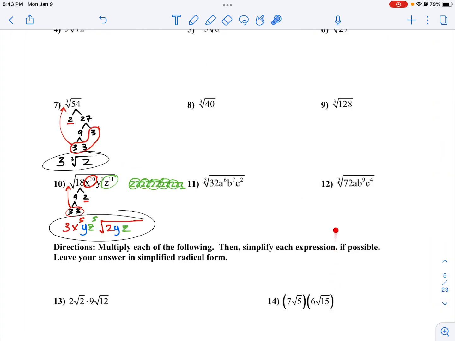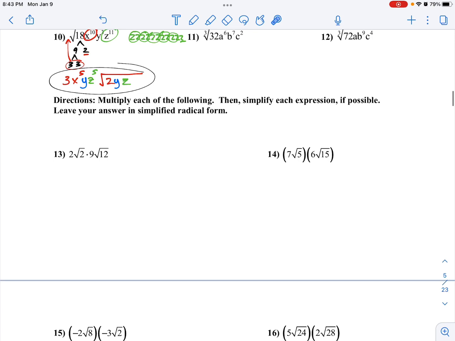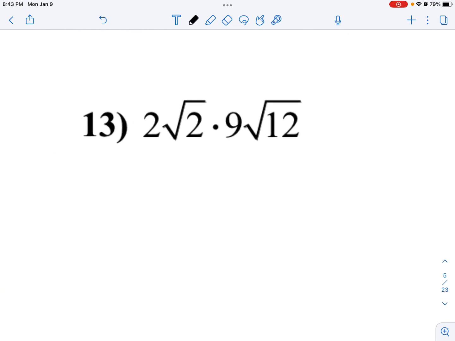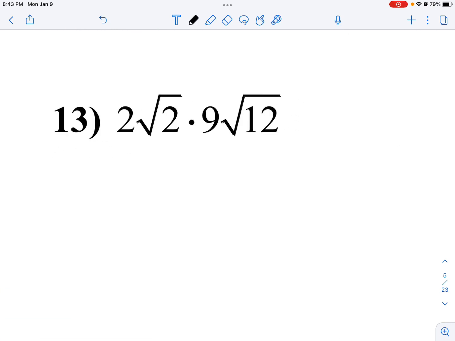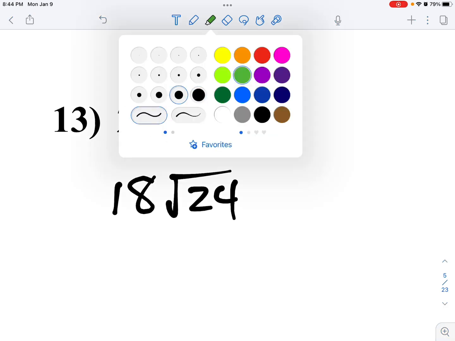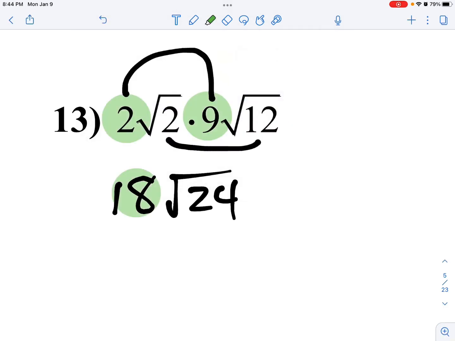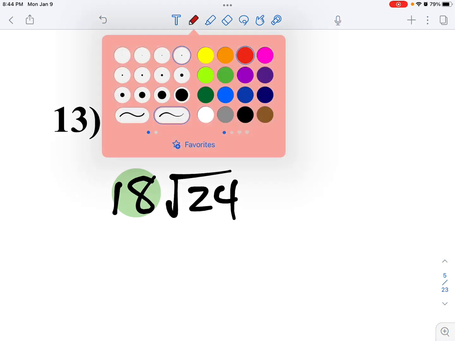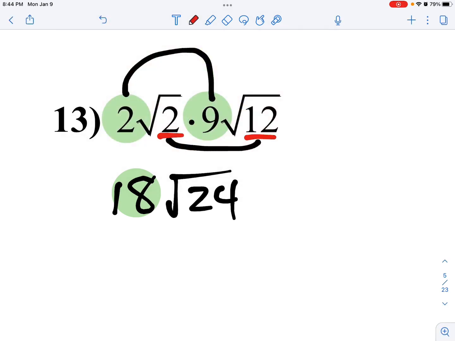Anyways, let me do a couple of the other types of examples where you multiply. What you're doing here is you're just taking whole number times whole number, so like outside numbers. 9 times 2 is 18. And then you're taking inside numbers. 2 times 12 is 24. So that's how you do your first step, is you just take your 2 and your 9 and multiply them. And then you take your 2 and your 12 and multiply those, and those stay inside the radical.